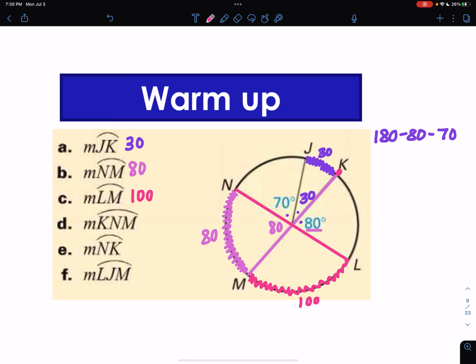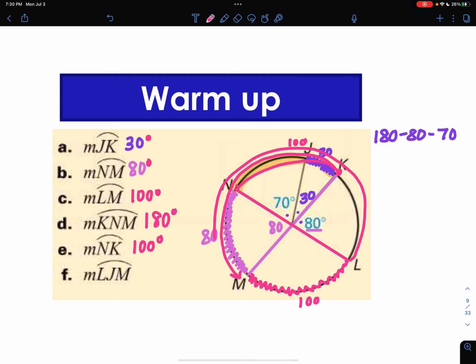KNM, start at K, go towards N, stop at M. Well, that is a semicircle. So that's also 180 degrees. NK, that's going to be 70 plus 30, so that's 100 degrees. And last but not least, LJM. That's the entire circle except for this 100 degrees, so that will be 260.